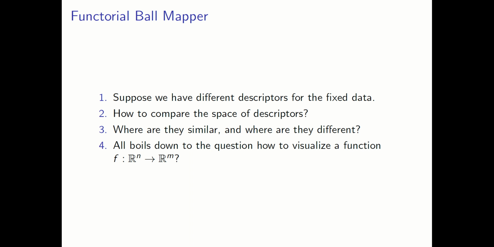Okay, but the knot data is a very interesting data set because we have objects which are knots and a number of very different characteristics of those spaces. And it is natural to ask the question how to compare the spaces of descriptors. Are they similar? Are they different? Is one better than the other? And a more general question along those lines is, once we have a function from R^n into R^m, how to visualize it? Can TDA provide us a way? Well, let's think about it.